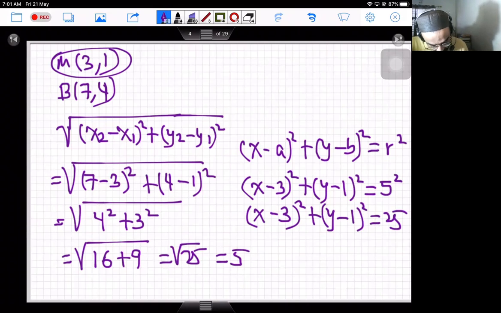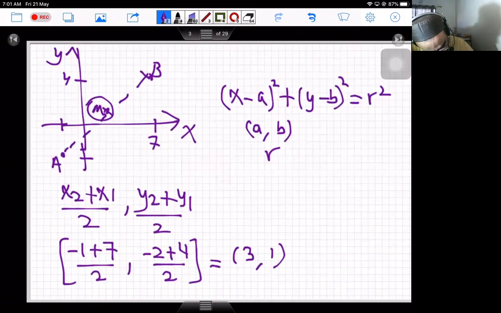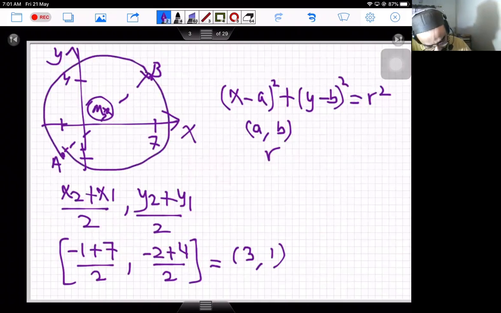Then we have part B. Part B says: find the equation of the tangent T to the circle at the point B. So this is your circle, and at the point B we have a tangent. Since you have already studied in your IGCSE and O level math that the angle between the tangent and the radius is 90 degrees, I mean, the tangent is perpendicular to the radius. We need to find the equation of the tangent.